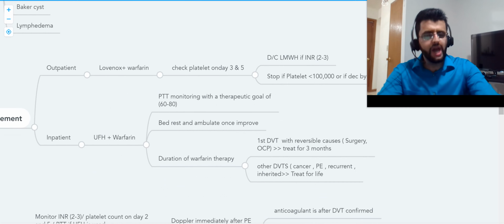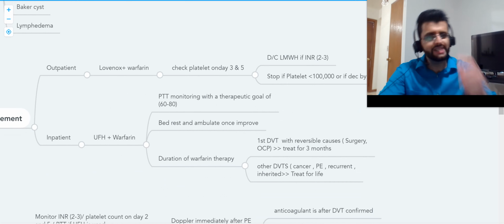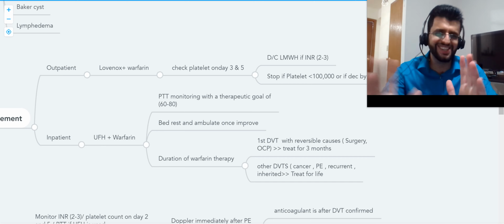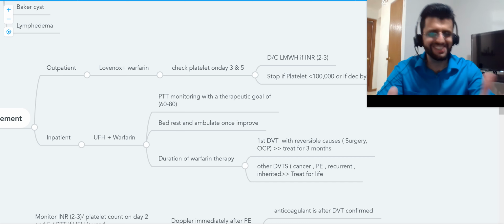Now, I have a very important question. For how long do you keep him on warfarin? It's a good question. There is a criteria for that. There is a new criteria. I don't know if it's in CCS, but we do it in a calculator in the hospital. I'll forget about that and give you the easy criteria.